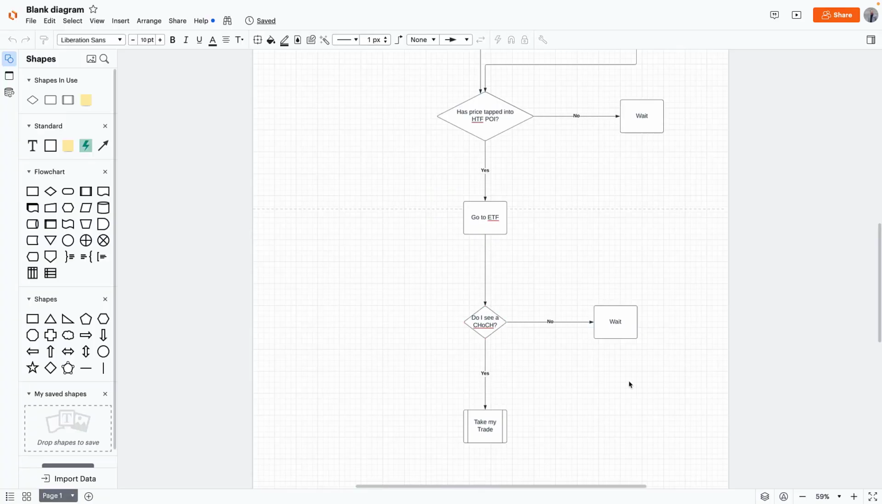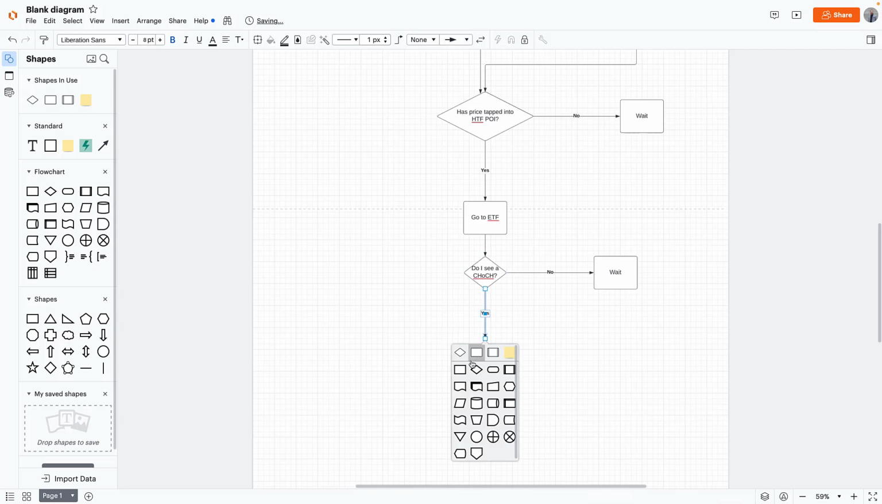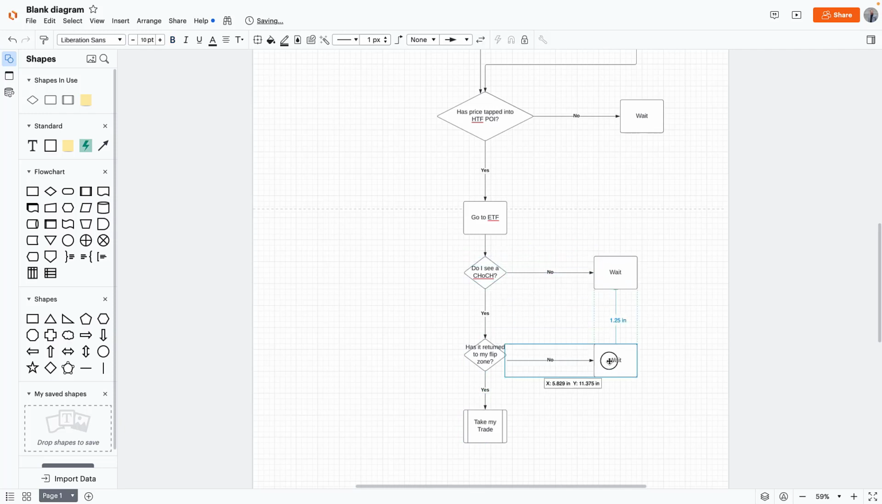So now I've seen that, okay, it's not just seeing a chalk. I need to actually add a condition and say, okay, after you see a chalk, it needs to do one more thing. Has it returned to my flip zone? And if it has, yes, you take the trade. If not, you wait.